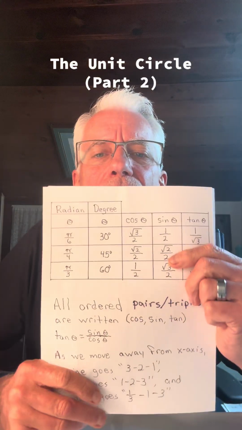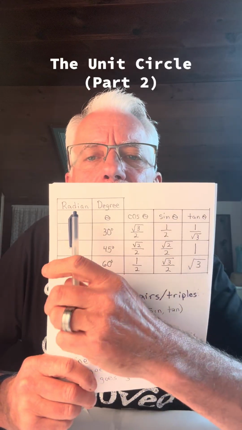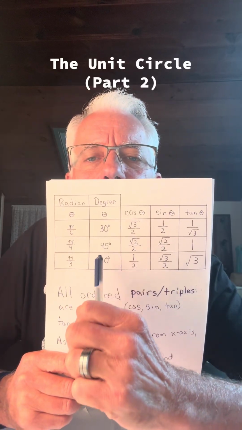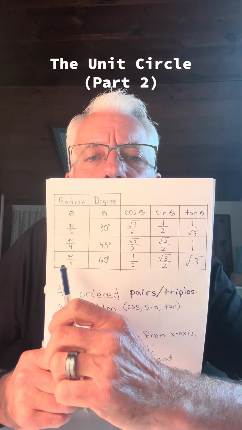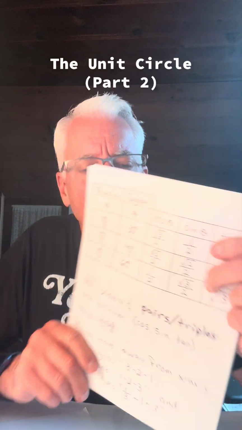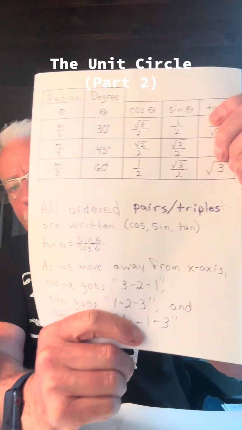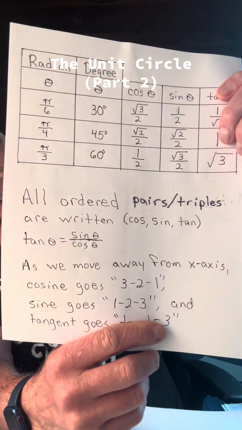All right, so here we go. Here are those units right here. So here's radians and degrees: 30, 45, 60, and then pi over 6, pi over 4, pi over 3. And what did I say down here? All ordered pairs or triplets are written as cosine, comma, sine, comma, tangent. And don't forget, tangent is sine over cosine.